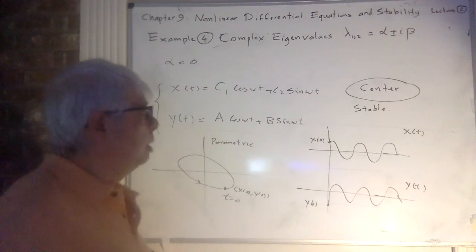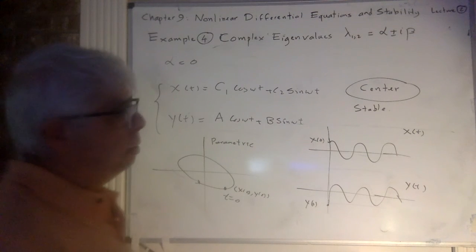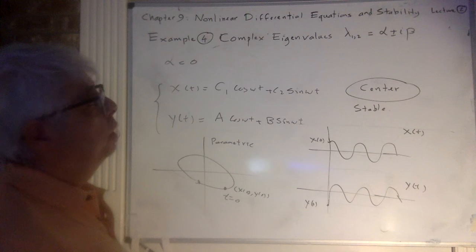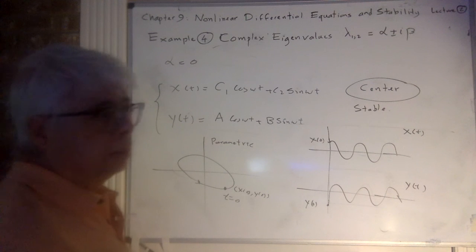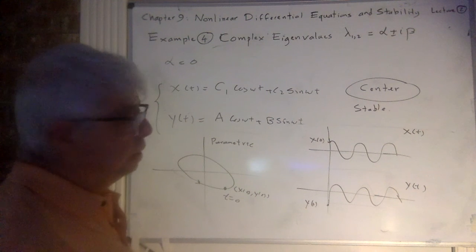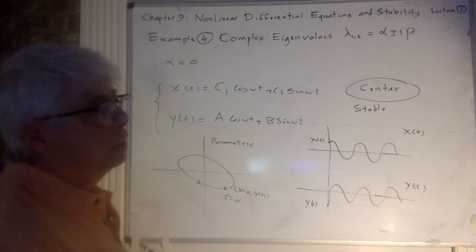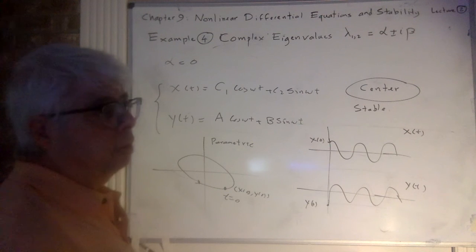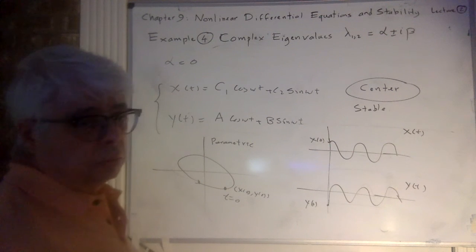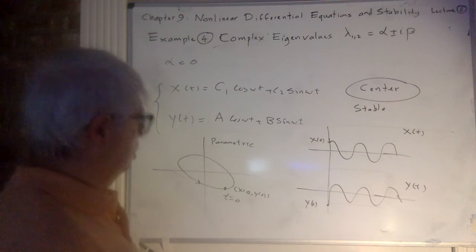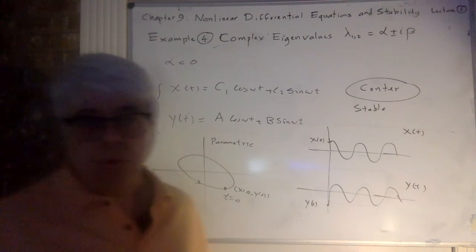So stable happens when, if the two eigenvalues are real, it happens when the eigenvalues are negative. If they are complex, then it happens when the real part is negative or zero. Okay, so that is basically the whole thing.